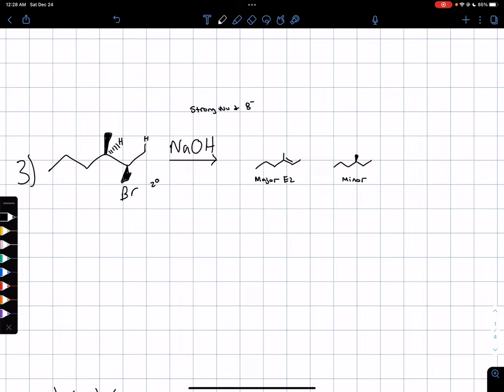This is SN2. We know SN2 reactions occur with the inversion of stereochemistry. So if that bromine is on a wedge, this hydroxide is going to attack from the backside. So OH minus comes from the backside and forms a bond with that carbon, and then bromine leaves, right? So you're going to get your OH, your alcohol, on a dash. Okay?